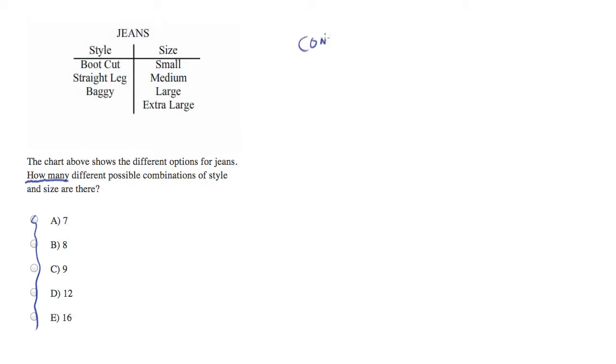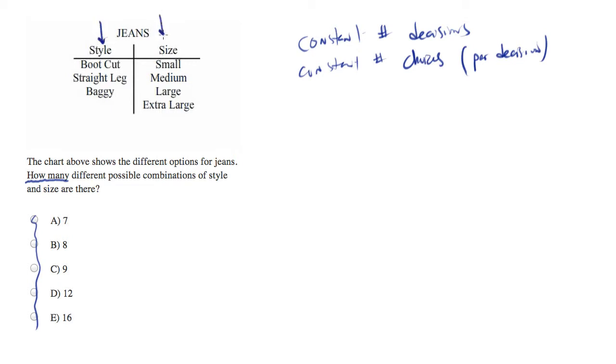We have a constant number of decisions, and we have a constant number of choices per decision. For example, we're asked to pick one style and one size for every combination. And notice that we were always picking two different things. So there are always two decisions. You always must pick the style and you always must pick the size. So we have a constant number of decisions.